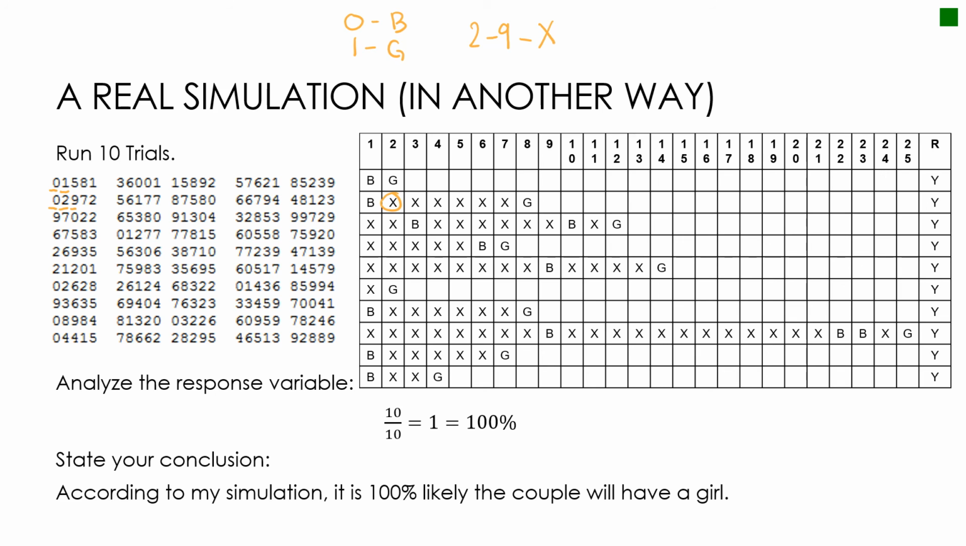9 is ignored, so I recorded an X. 7 is ignored, so I recorded an X. 2 is ignored, so I recorded an X. 5 is ignored. 6 is ignored. And then I get a 1. And so now this is still only the second child, and it's a girl, so I stop. And then I keep going and keep going. So here I had a girl. Here I had boy, girl. So yes, I had a girl. Here I had boy, boy, girl. And so yes, I had a girl.